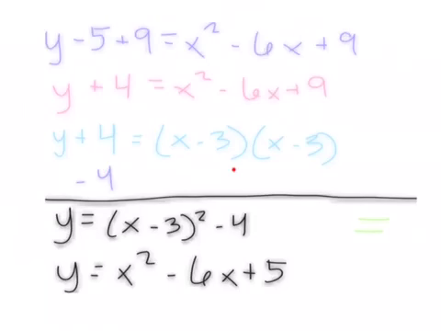Then we subtract 4 from that, and we're going to get y equals x minus 3, x minus 3, minus 4. But you can just write this by saying x minus 3 squared. So that gives us y equals x minus 3 squared minus 4, which is equal to y equals x squared minus 6x plus 5.